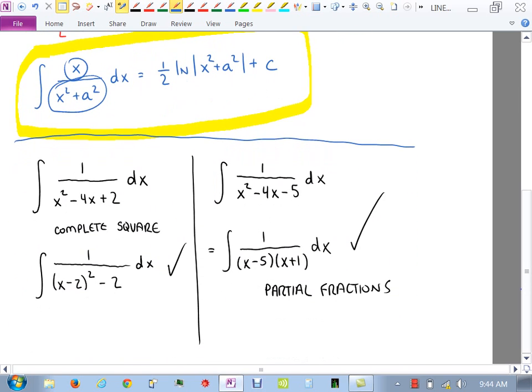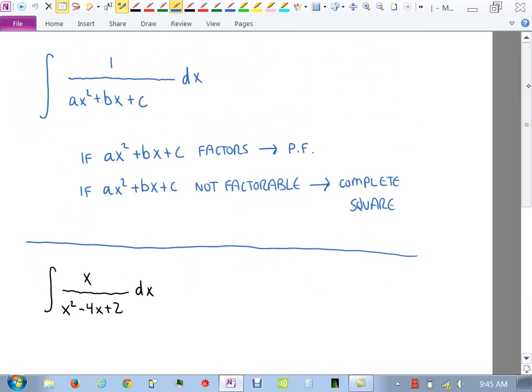Now, if we have a constant on top and we have a quadratic on the bottom that does not factor, so you cannot factor this, then what we do is we have to complete the square. And then once we're here, this kind of looks like u squared minus a constant squared, and we have a formula for this. Now, if this quadratic on the bottom does factor, and we have a constant on top, then what we can do is we can factor the bottom, and then we use partial fractions. So this was just a quick overview of the things we should have known going into class that day, yesterday. All right, next slide here.